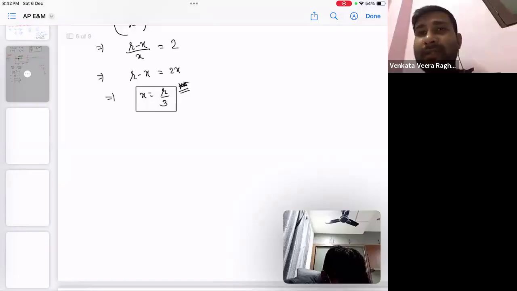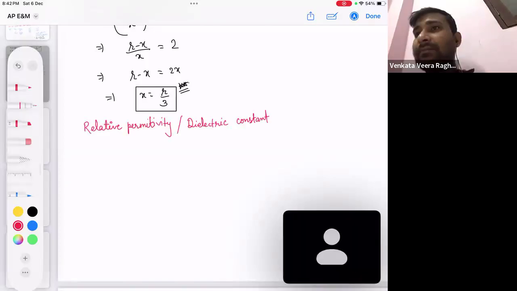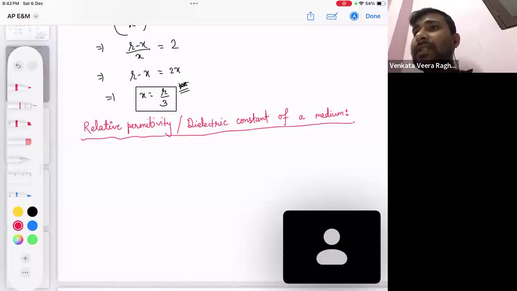So let's first discuss what is relative permittivity, also called the constant of a medium. So permittivity tells us what? Can you tell me what is the meaning of permittivity?